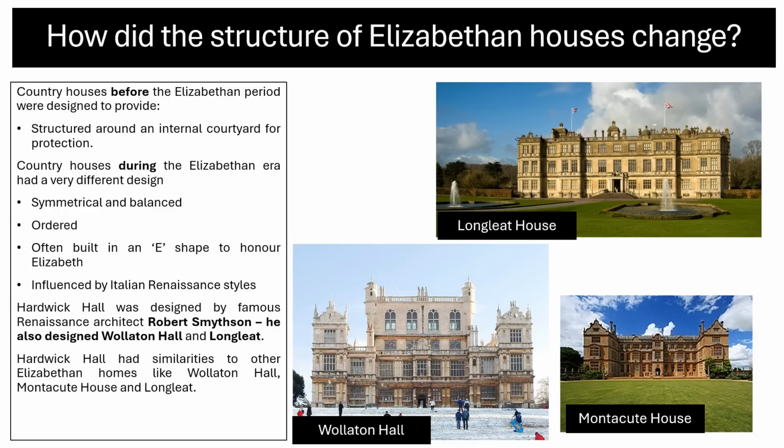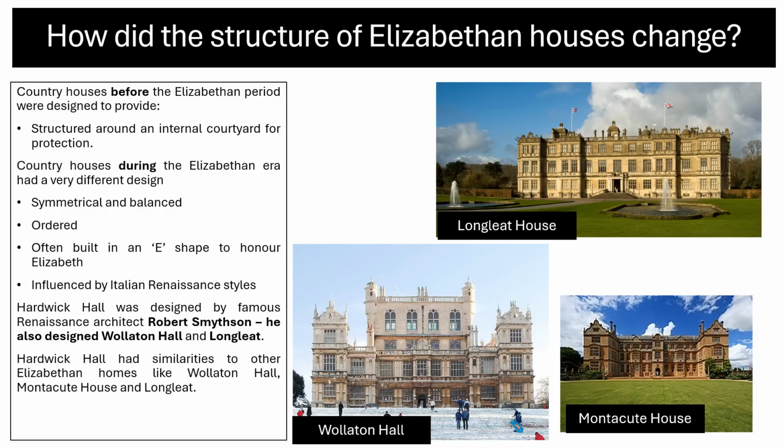So how did the structure of Elizabethan houses change? Well, you can see here there are three other Elizabethan homes: Longleat House, Wollaton Hall and Montacute House, which is down in Somerset. And we can see here that the structure and design of Elizabethan houses changed. Before the Elizabethan period, country houses were designed to provide a little bit of defence, and they were structured around an internal courtyard, very much for that kind of protection.